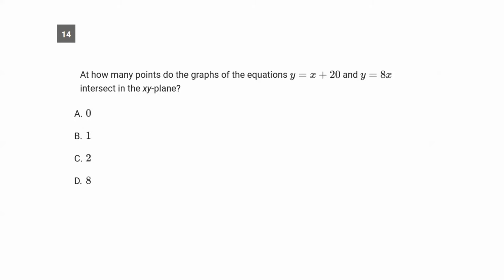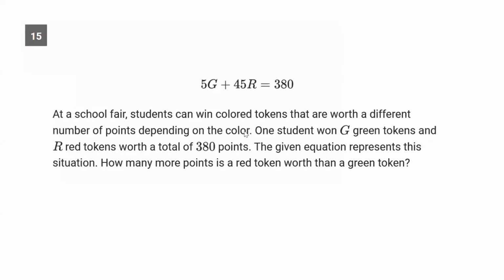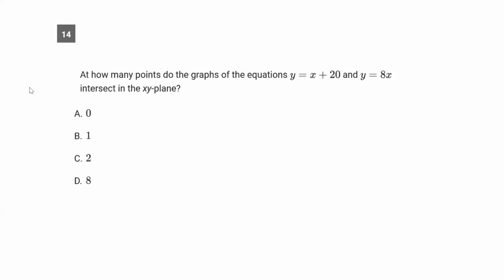And now we'll do 14. At how many points do the graphs of the equations y equals x plus 20 and y equals 8x intersect in the xy plane? Okay. So quick refresher, right? For something to intersect, you have 2 graphs here, or 2 lines on one graph. So you have the graph. And then let's say x plus 20 is here, right? And then 8x is going much steeper and it's crossing the y-intercept, right?